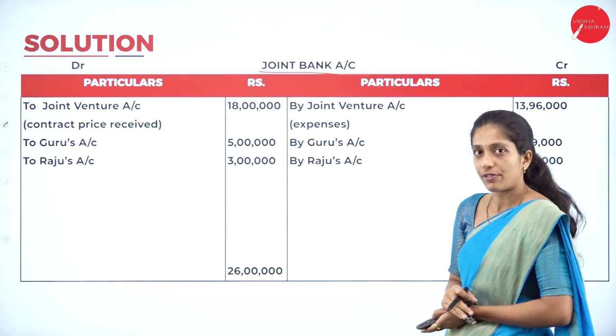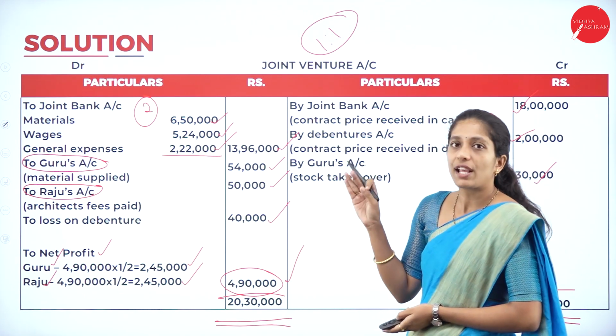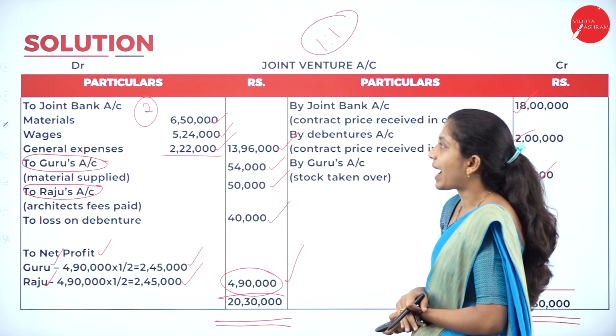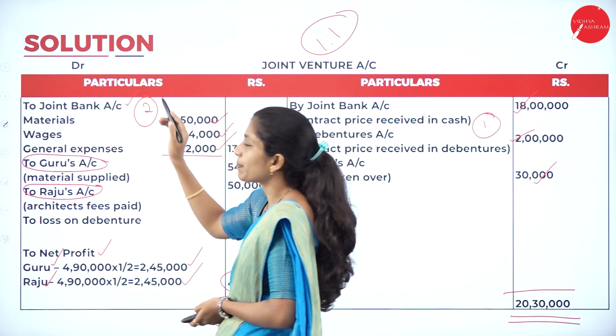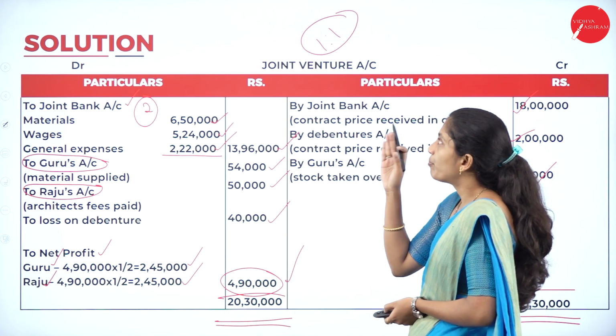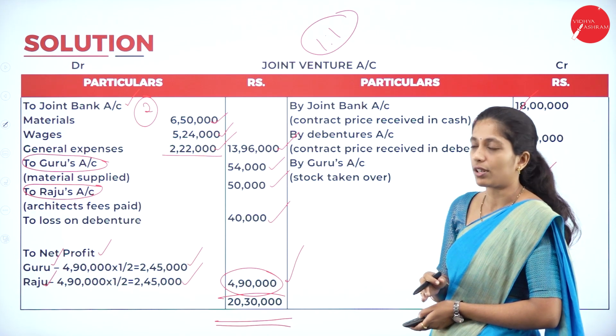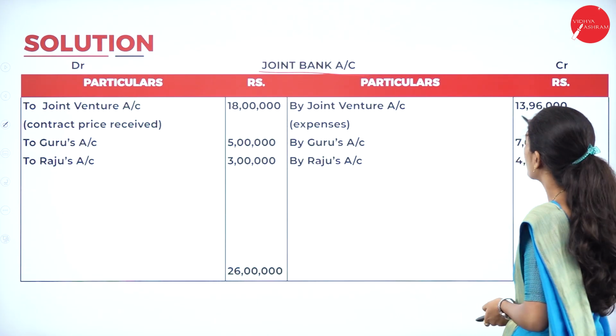Now go through the first account, that is joint venture account. See if any of the amount has been transferred to joint bank account. Now if you see the debit side, here we have transferred the expenses to joint bank account. So how do you record in your joint bank account? By joint venture account. So this is for expenses.